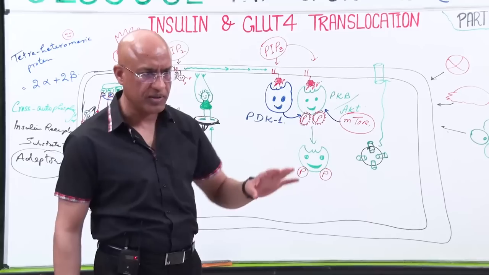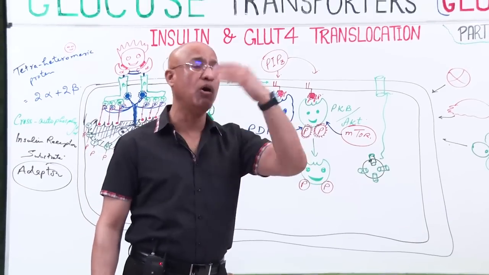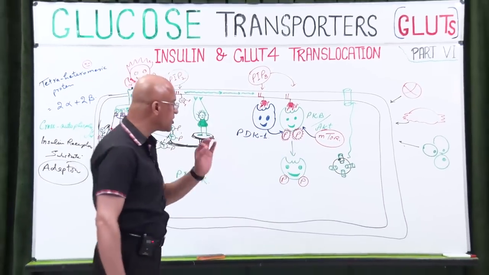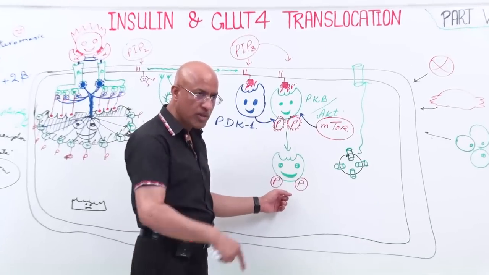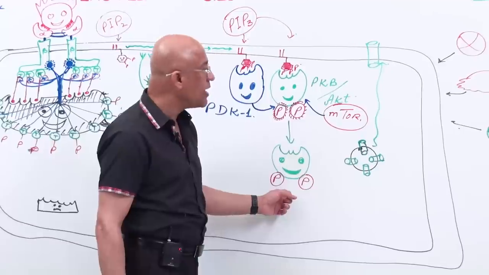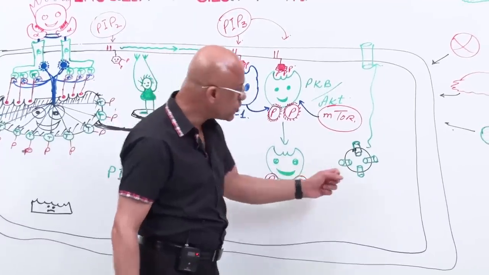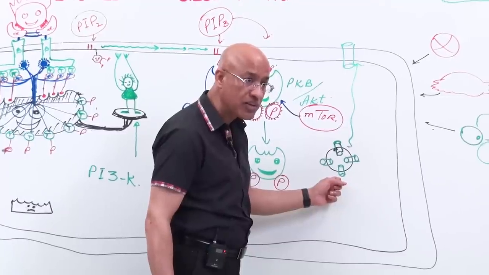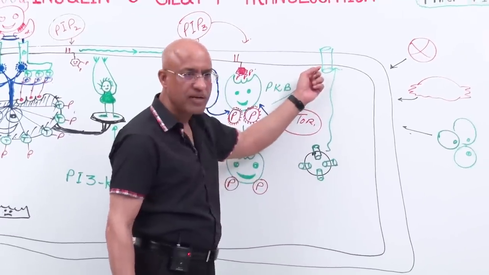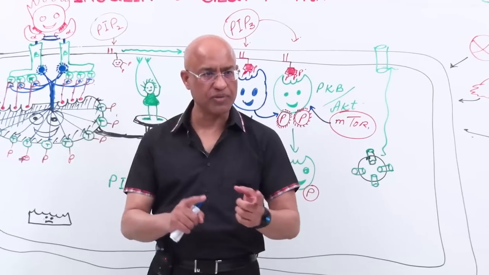Now, once it comes into the cytosol, it has many, many functions. I will not go into detail of all those functions. I will just explain how this PKB/AKT protein is going to lead to translocation of GLUT4 containing vesicles to the cell membrane. That's what we will talk about after the break.